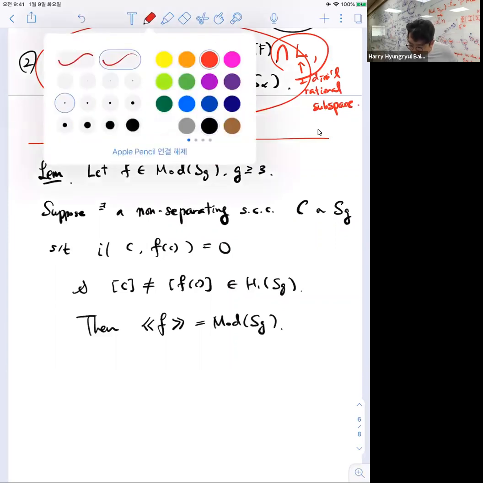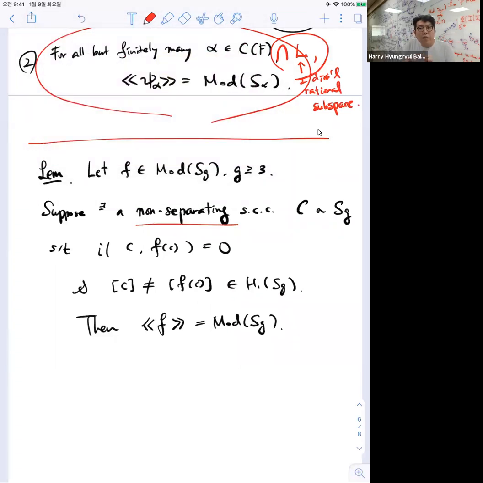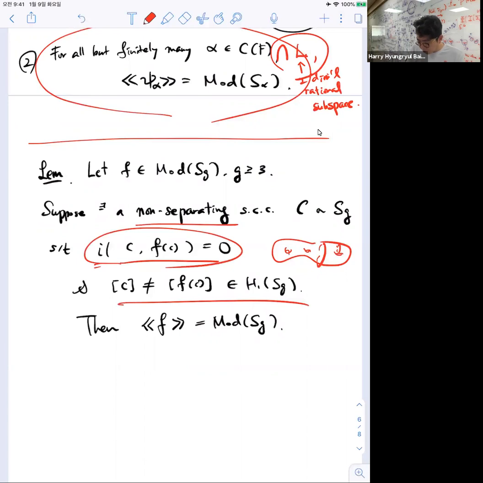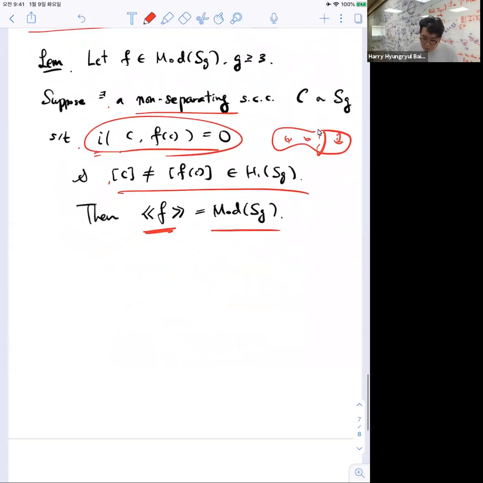So here, let me explain the terminology. Non-separating just means it doesn't disconnect the surface after you remove the curve. So if you have a surface like this, this is an example of a separating curve, but this is an example of a non-separating curve. And the intersection number is just the cardinality of the minimal intersection between C and F of C up to homotopy. So this just means that C and F of C, up to homotopy, you can put them disjointly. And they're not homologous. If you know these conditions for some curve C, then F is a normal generator of the mapping class group. So here is the proof sketch.